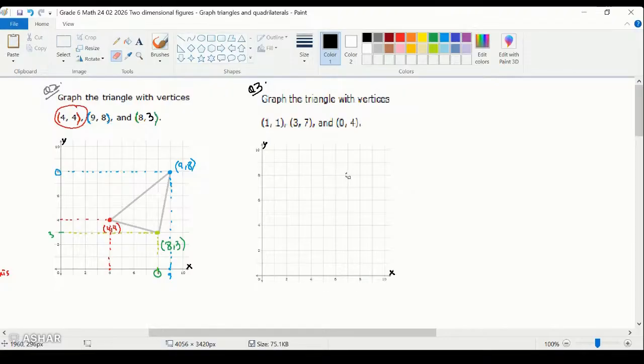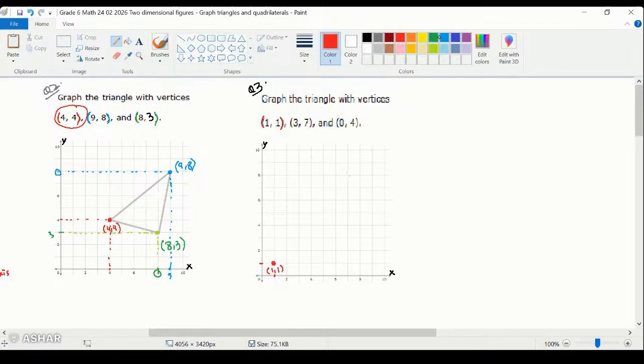Let's try to plot these points. The first coordinate given was 1, 1. That means 1 on the x-axis, 1 on the y-axis. This is a common point, 1, 1. Okay, hi, everyone. We plot the first point, or the first vertex.